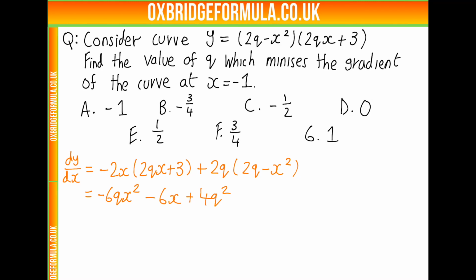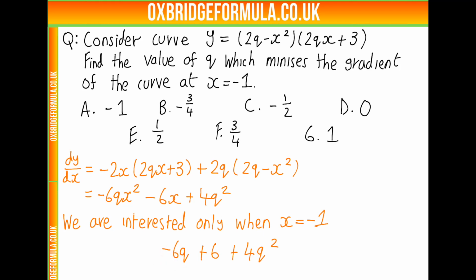So now let's focus in on what we actually need. We only actually care when x is minus 1, because that's the value of x for which we have to minimise this gradient. So what does this look like when x is minus 1? Well, let's simply substitute it in, and we get minus 6q, because we get minus 1 squared here, minus 6, so plus 6, plus 4q squared. So this is the thing we now have to minimise with respect to q.